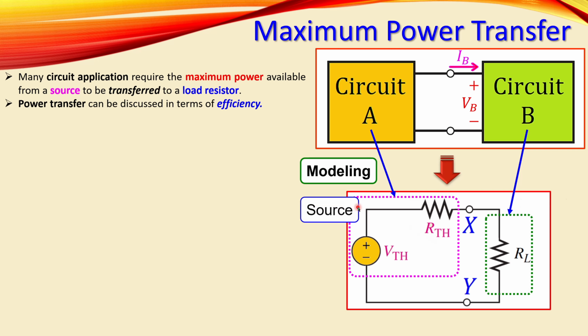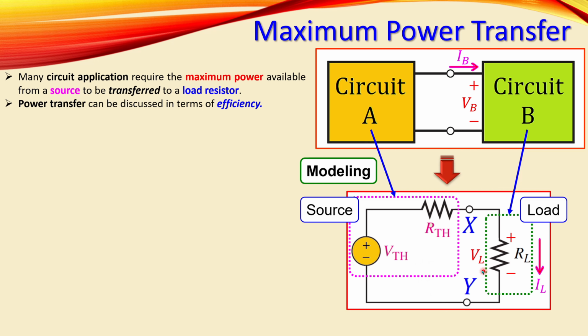This will be our source and this will be our load, so we connect them to each other, and we would like to have, between node X and Y, so across the load resistor RL, the maximum power from our source. So how can we do this?